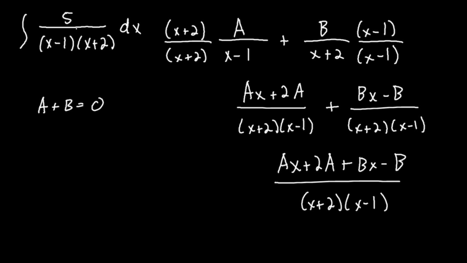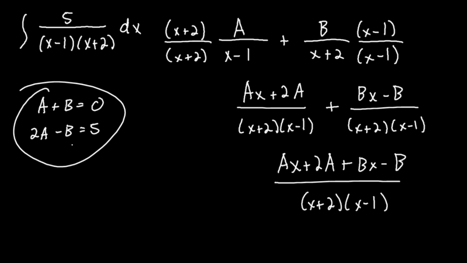Well, how about for 5? Well, 2A minus B is equal to 5, right? Since A and B are real numbers, you can add them together to get another real number. There's nothing multiplied by x, no x squared in these terms. It's just 5. Now, we have here a very familiar, oh so familiar, system of equations.